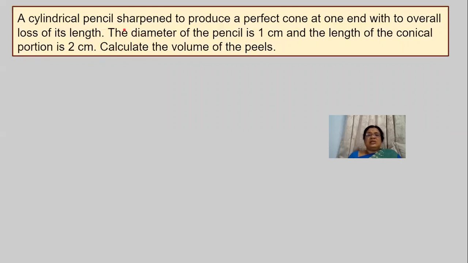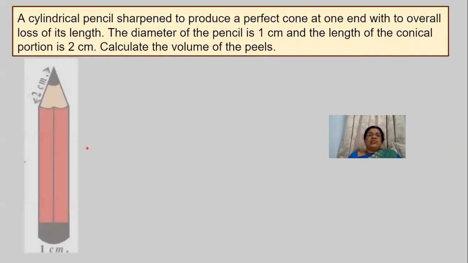Isn't it? See, the cylindrical pencil is sharpened to produce a perfect cone at one end with the overall loss of its length. So when you sharpen the pencil, some of the wooden portion will be lost. So nicely a cone will be formed. The diameter of the pencil is given, it is 1 centimeter, and the length of the conical portion is also given, 2 centimeters. So calculate the volume of the peels. When you sharpen the pencil, the peels will be left over. Now you have to find out the volume of the peels.